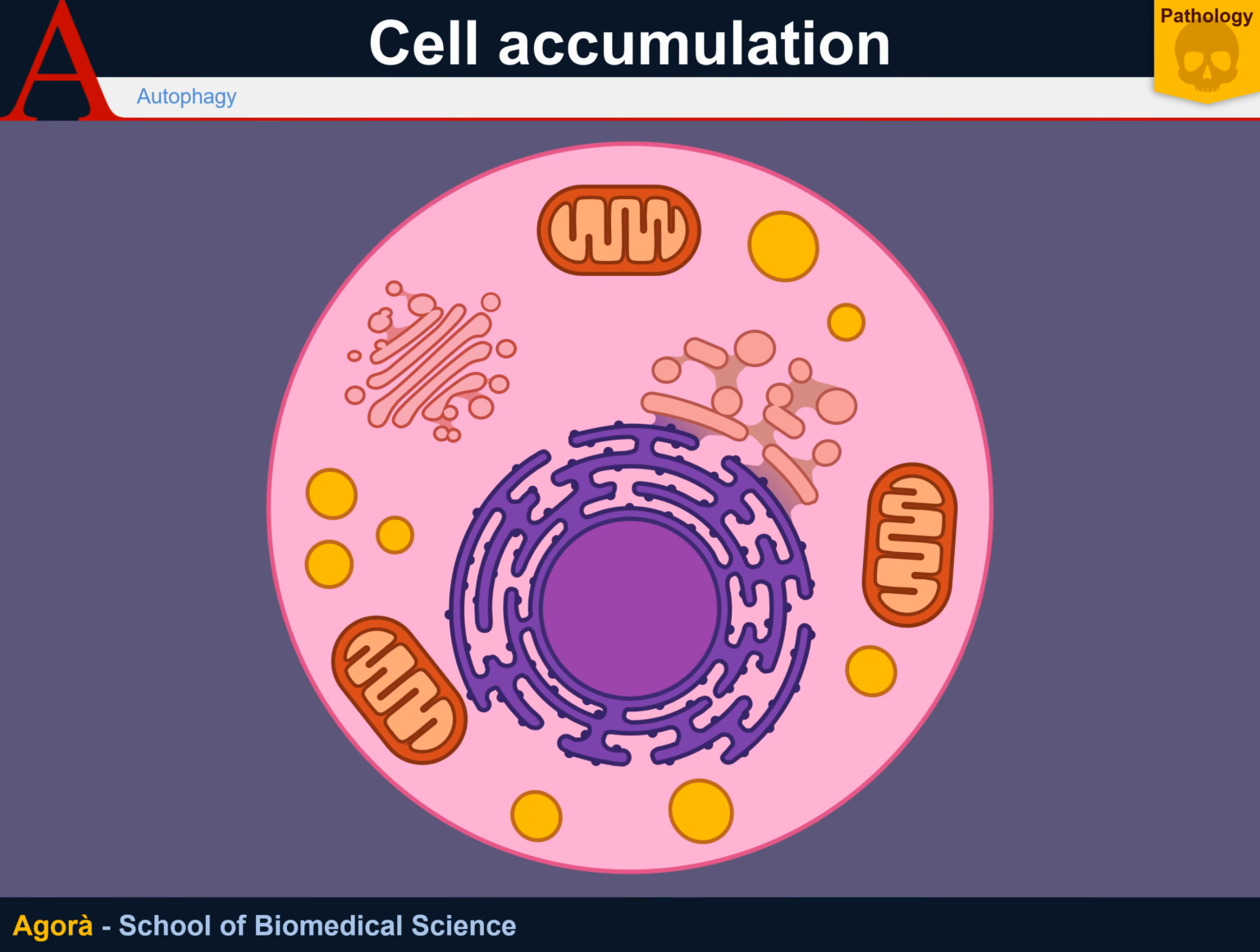With this video, we're getting close to the end of our first series of videos on pathology. We're going to talk about cellular accumulation, and therefore all the conditions where there is an accumulation of different elements in the cells. These accumulations may be pathological or physiological. But let's start with lysosomal storage.